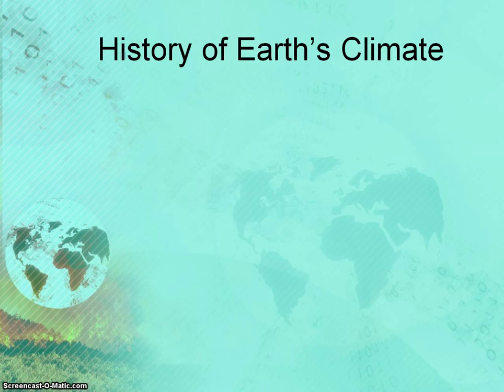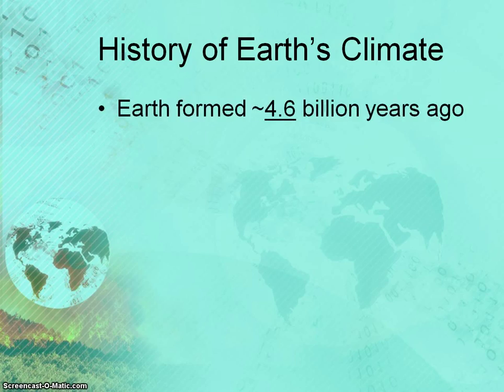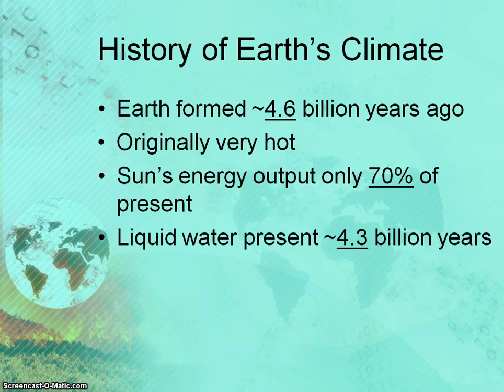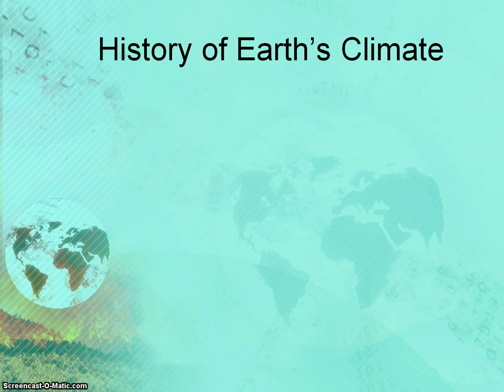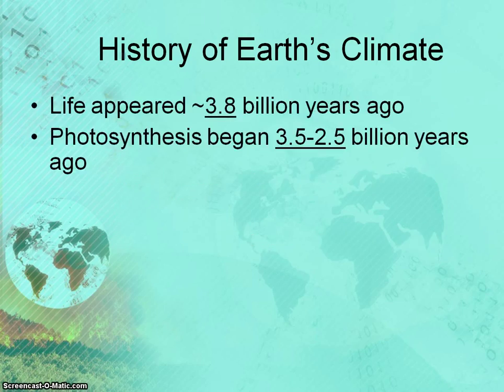We've covered some of this information before, on the Earth's history and how it began. We know that at the beginning of the Earth, the sun wasn't producing as much energy as it is now. It's about 70% of the current energy production from the sun. We know that around 4 billion years ago is when water formed on the planet. We know life began a little bit longer after that. We're looking at about 3 billion years ago for photosynthesis.